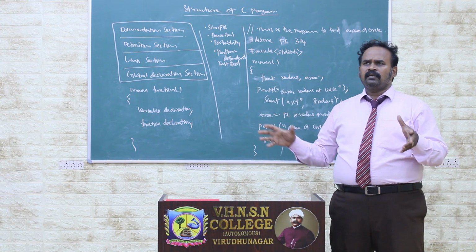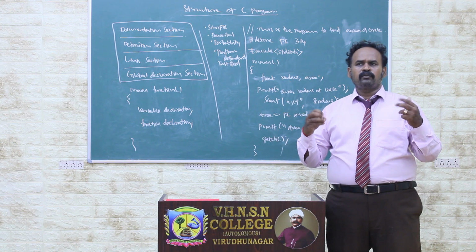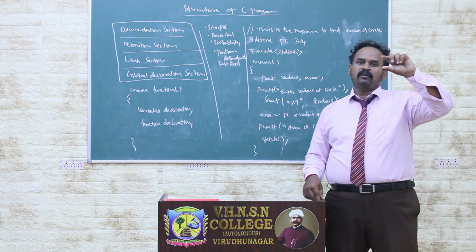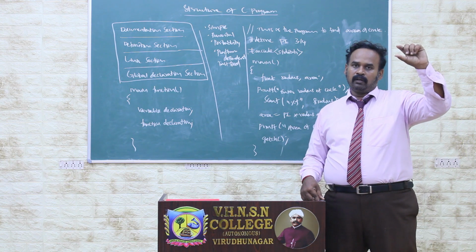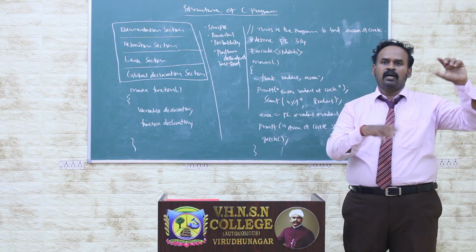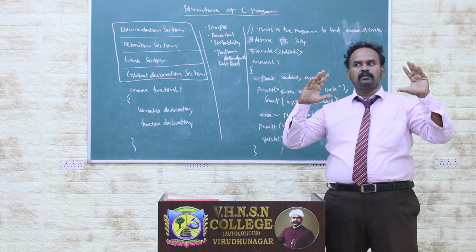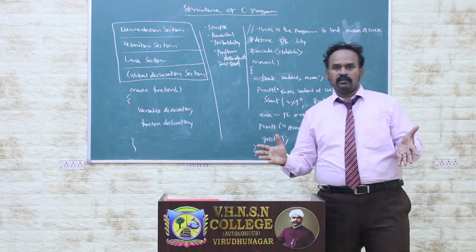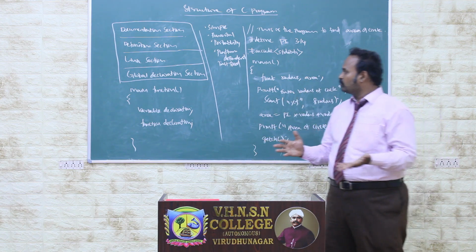So in C programs we are using so many sub-programs, sub-functions. Once a variable is declared as global, any function can access that variable. It is global, it is visible to all functions. So any function can access that variable.